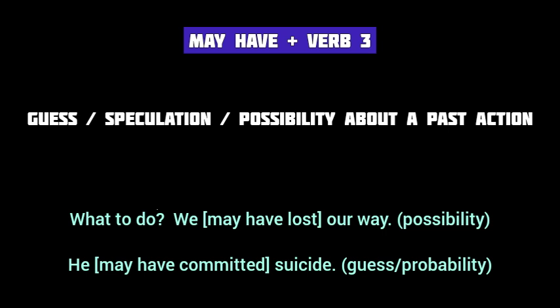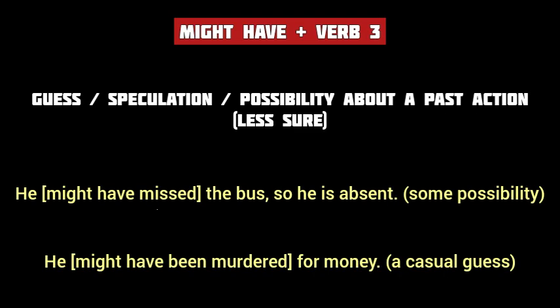It's a speculation. The past modal might have also expresses guess or speculation about a past action. But here the degree of probability is less in comparison to the past modal may have. For example, he might have missed the school bus, so he is absent. This is our guess. We speculate that he has probably missed the school bus, so he is absent. Again, he might have been murdered for money. Here the speaker is speculating that he has probably been murdered for money.